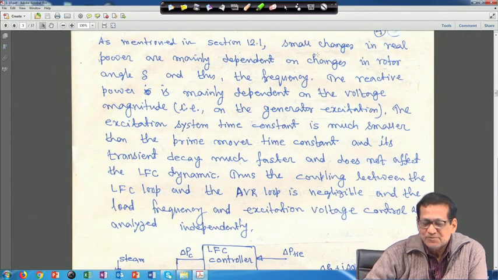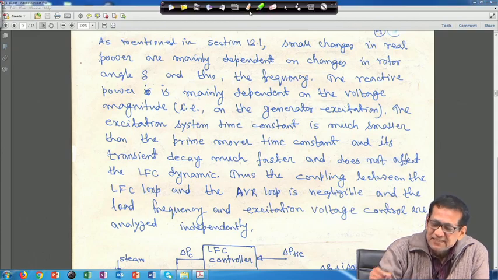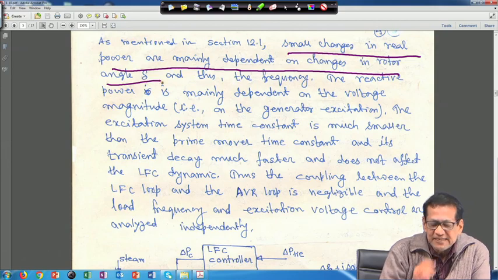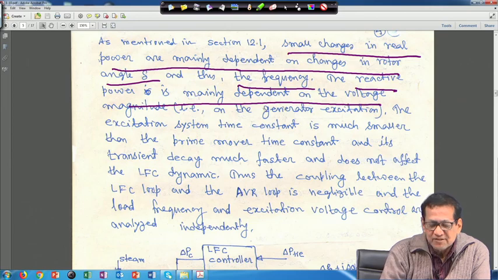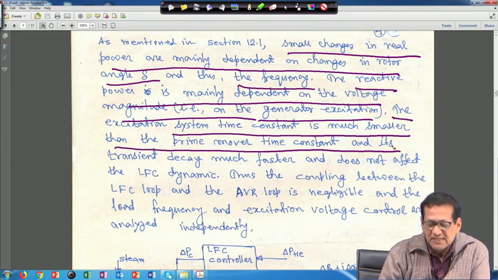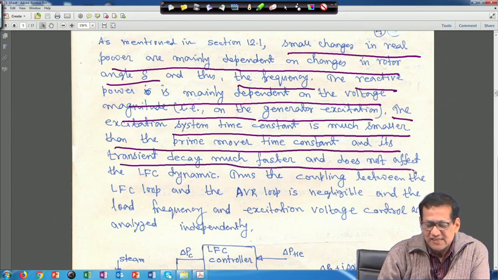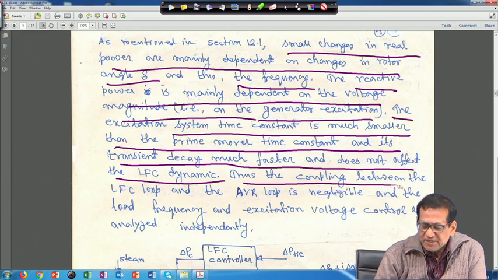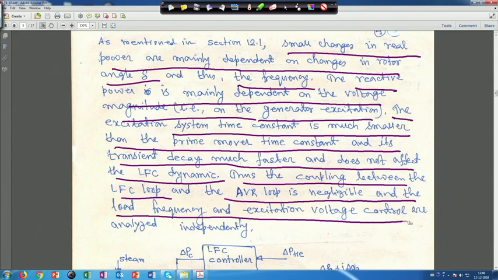Here, for small changes in real power, as I said, the small changes in real power are mainly dependent on changes in rotor angle delta, hence the frequency. The reactive power is mainly dependent on the voltage magnitude, that is, on the generator excitation. The excitation system time constant is much smaller than the prime mover time constant, and its transient decays much faster and does not affect the LFC dynamics, as I told you. Thus the coupling between the LFC loop and the AVR loop is negligible, and the load frequency and excitation voltage control are analyzed independently.